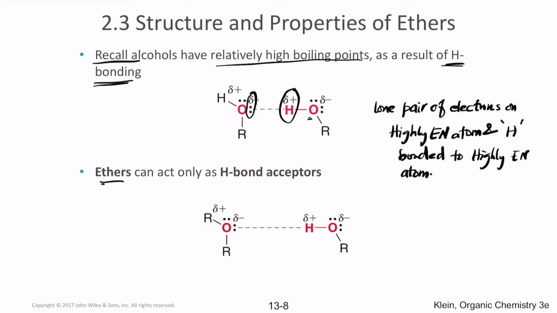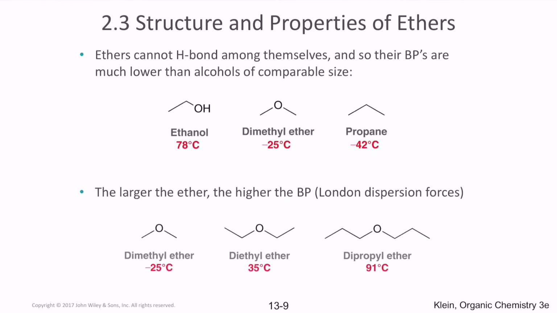So ethers in general can act only as hydrogen bond acceptors. They can accept hydrogen bonds because they do not themselves have a proton. Because of the lack of that proton, they cannot form their own hydrogen bonds, but they can act as hydrogen bond acceptors to other compounds that can donate hydrogen bonds. For example, when you mix an alcohol with an ether, they still do form a hydrogen bond.